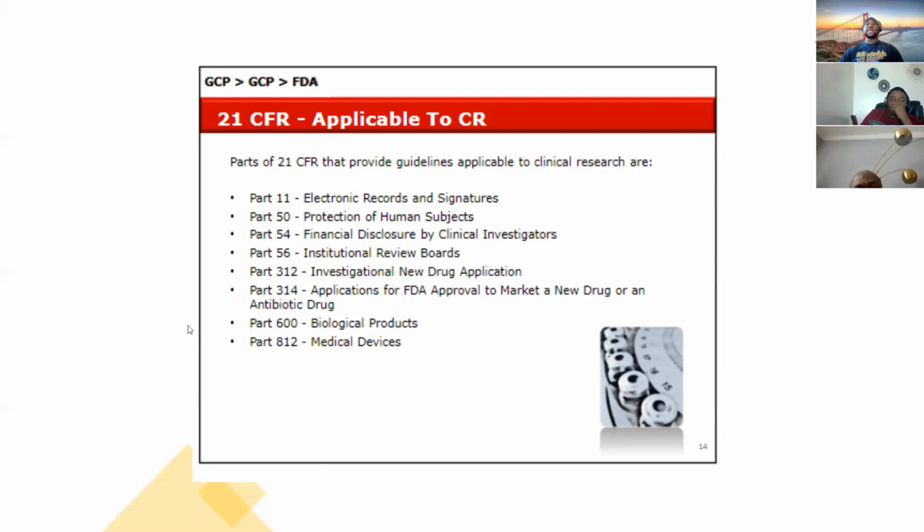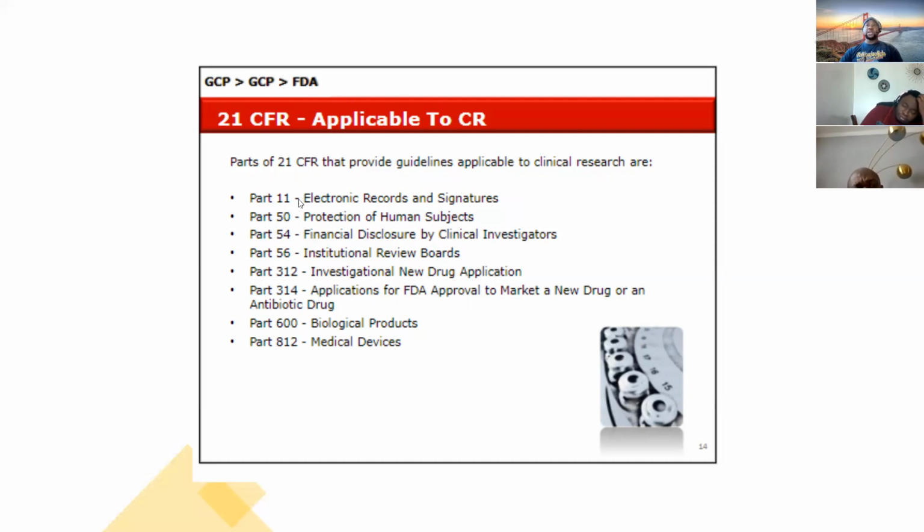But as a clinical research associate, you have to be familiar with these codes, because when you go to the site to evaluate and assess their data collection and verification, you want to make sure that they are compliant with FDA 21 CFR Part 11.